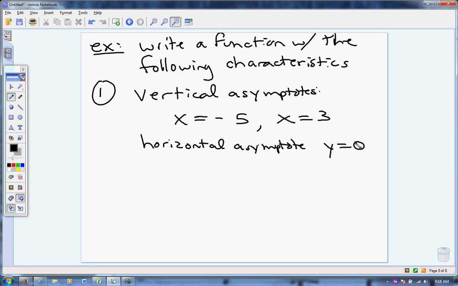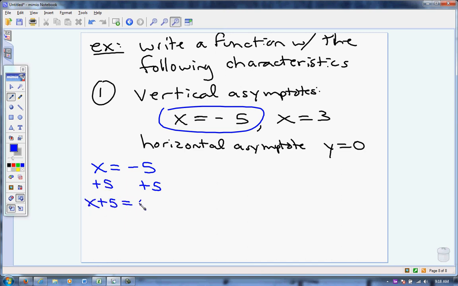They want you to actually write the function. So you're working backwards. So watch how we do this. This really is not that hard. You take these vertical asymptotes, x equals -5, and you work backwards to where it was set equal to 0. Watch. If I add 5 to both sides, I have x plus 5 equals 0. And that is one of the pieces of the denominator. All right, so when I get ready to write the function, I'm going to have a fraction bar, and I'm going to have an x plus 5 here.